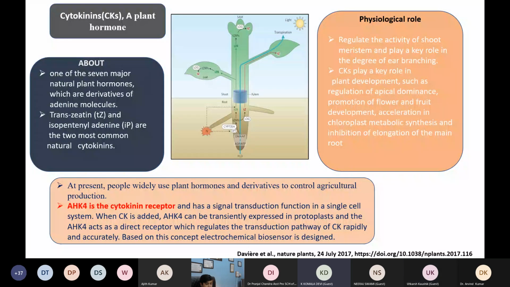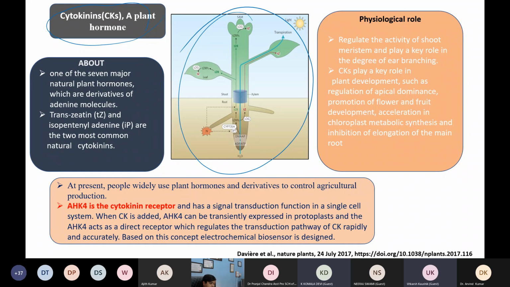Now there is one more. I'm almost closing my presentation. Maybe I'll take 10 more minutes, then we can open for the discussion as long as possible. So this is another hormone, cytokinin. So this is the physiological role of this particular hormone.